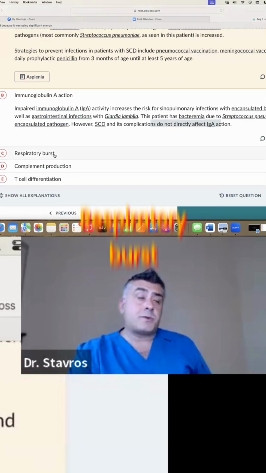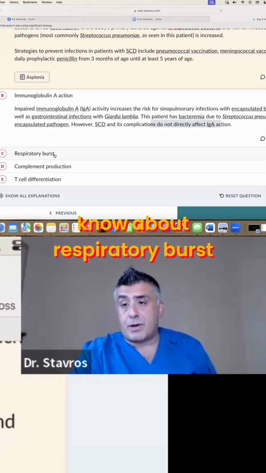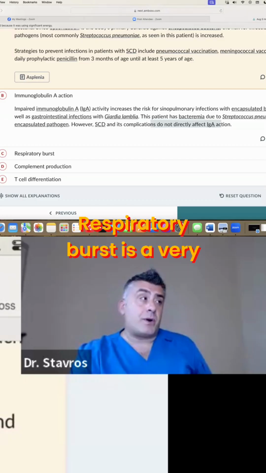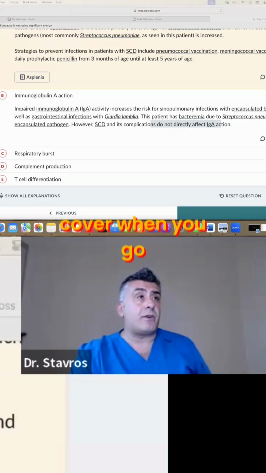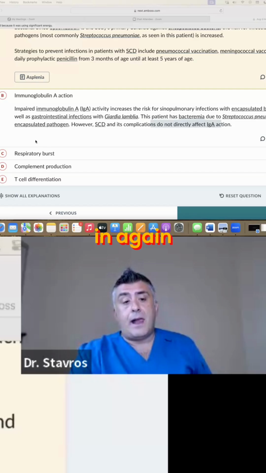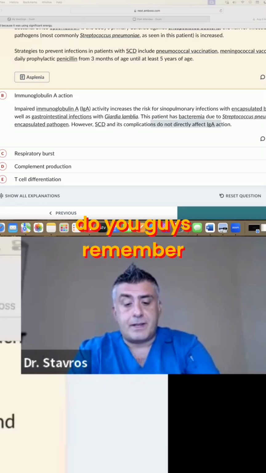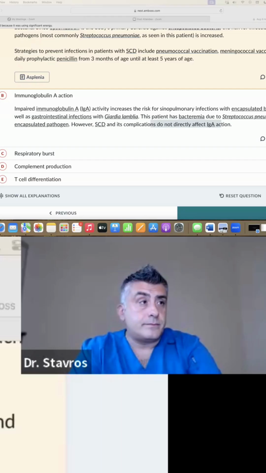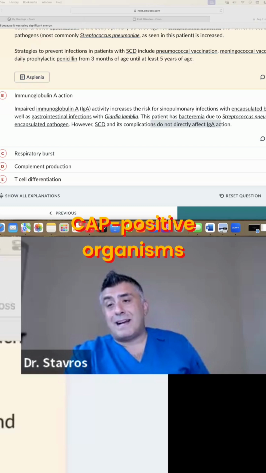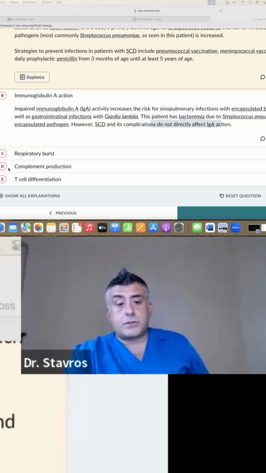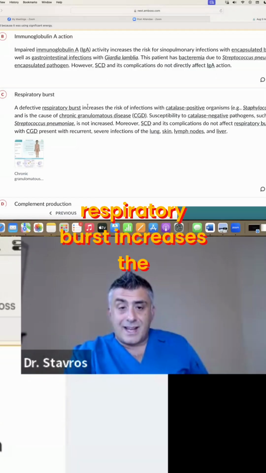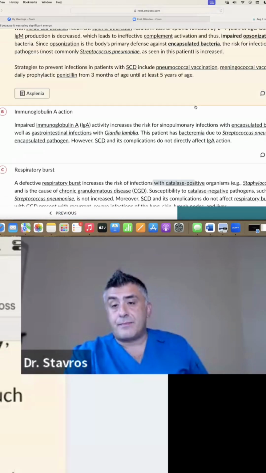And there it goes. Respiratory burst. What do you guys know about respiratory burst? Ooh, we did that back in immunology a little bit. Respiratory burst is a very good topic to cover when you go a little further back. Do you guys remember this? CGD, catalase positive organisms. Yeah. So respiratory burst defects increase the risk of infection with catalase positive organisms.